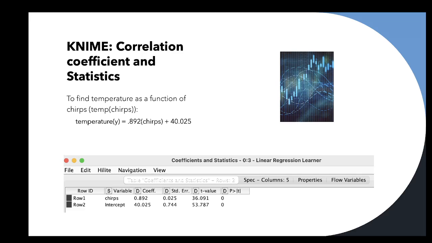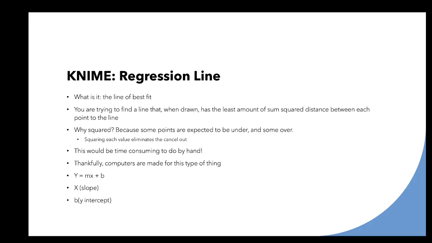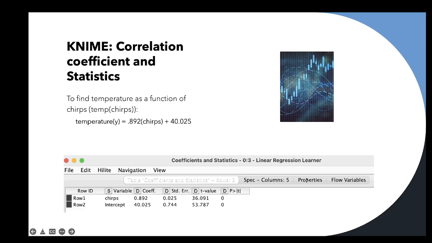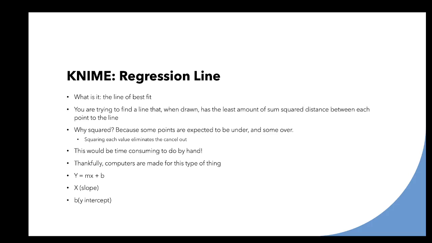We'll go over the line of best fit in just a second, but first, here's what we were told in NIME. We were told chirps has coefficient 0.892 and the intercept is 40.025. What does that mean? That is a regression line. The regression line is the line of best fit. It is a straight line.